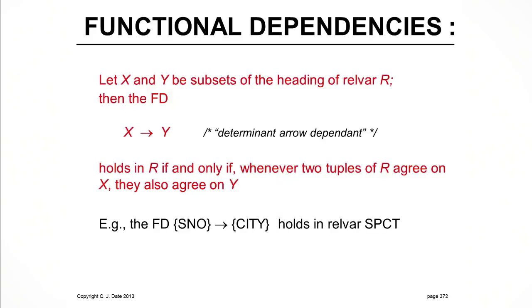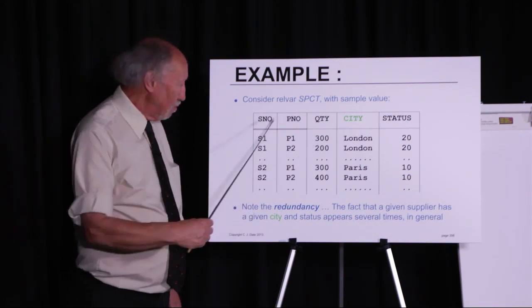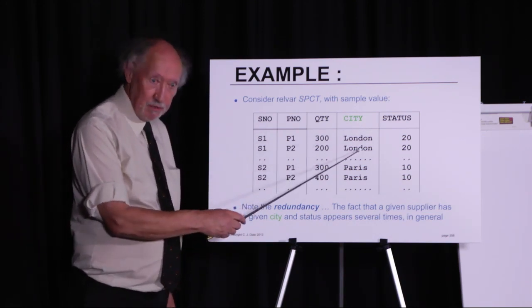Let x and y be subsets of the heading of rel var R. So x and y are both sets of attributes of rel var R. Then the functional dependency x arrow y holds in rel var R if and only if, whenever two tuples of R have the same value for x, they also have the same value for y. So in this rel var here, there's a functional dependency from supplier number to city, because whenever two tuples have the same supplier number, they have the same city.